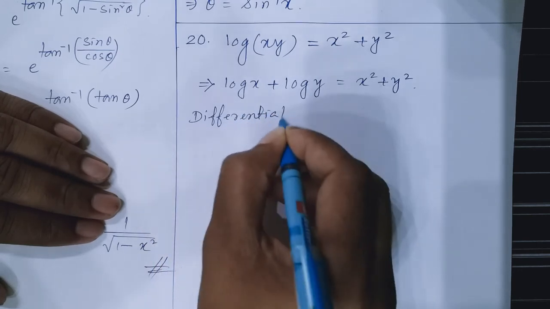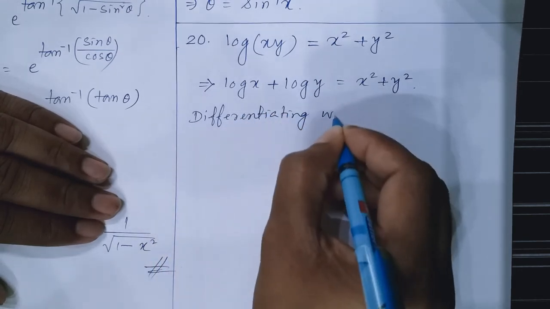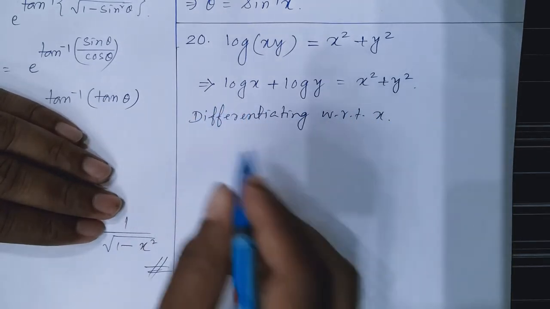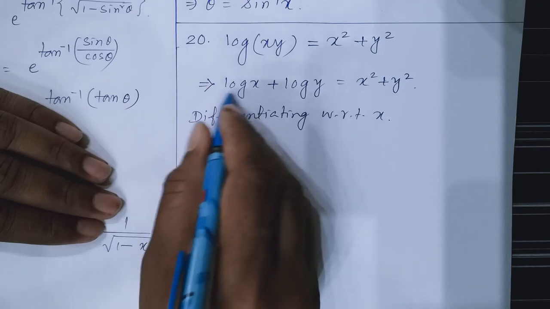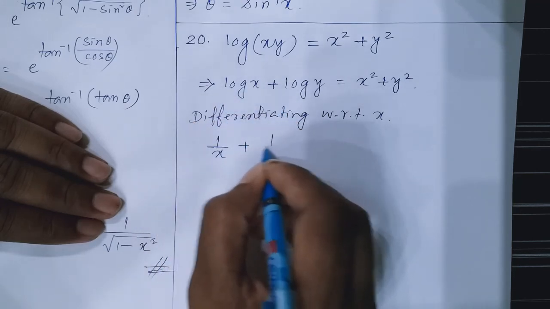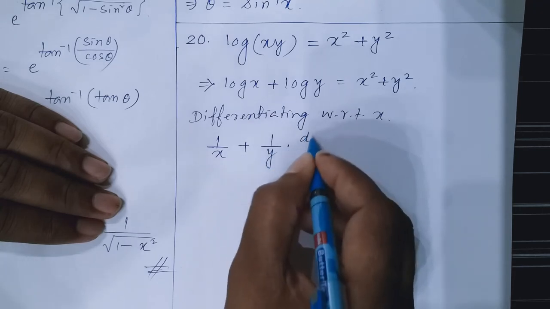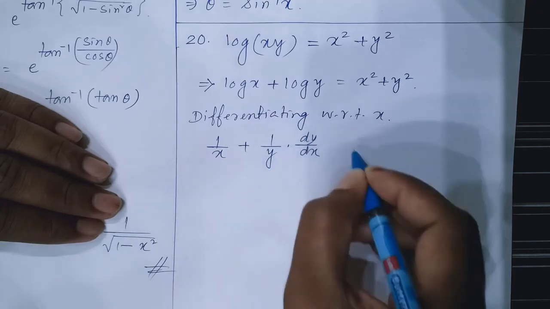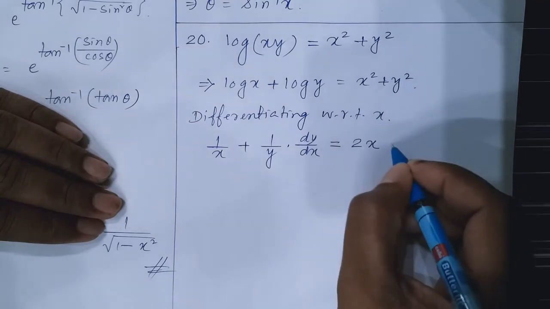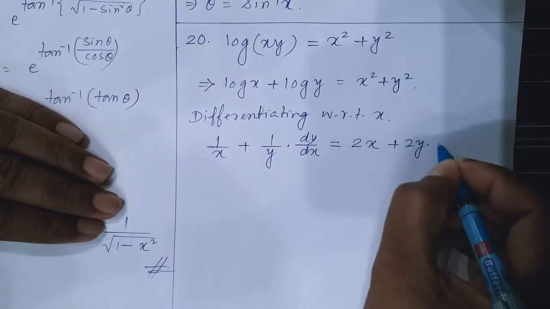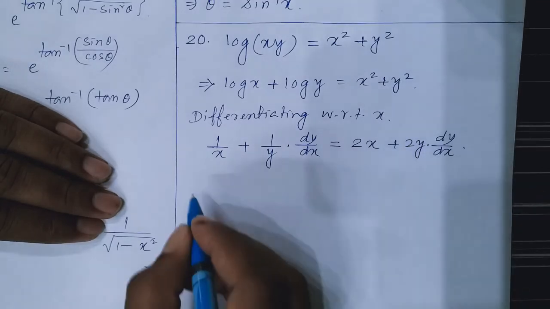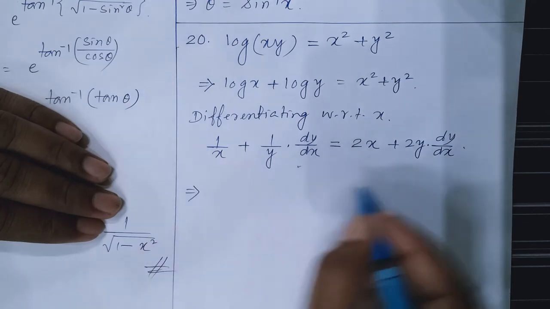differentiating with respect to x. Here y is not explicit, so for this reason you have to write the line. So what is the differentiation of log x, it is 1 by x, differentiation of log y, it is 1 by y, and for y you have to write dy/dx, is equal to x square differentiation is twice x, and y square differentiation is twice y, and for y you have to write dy/dx.